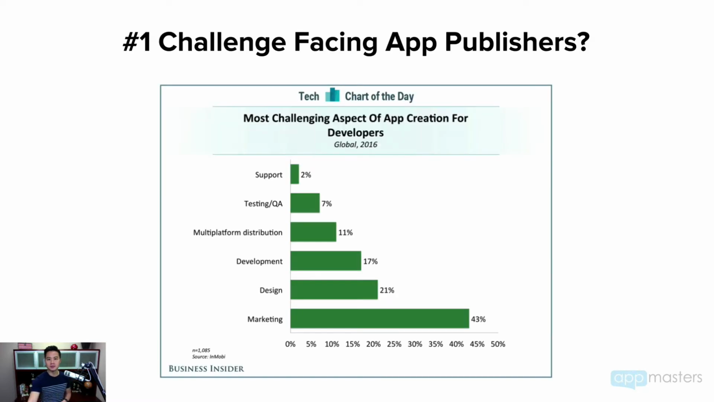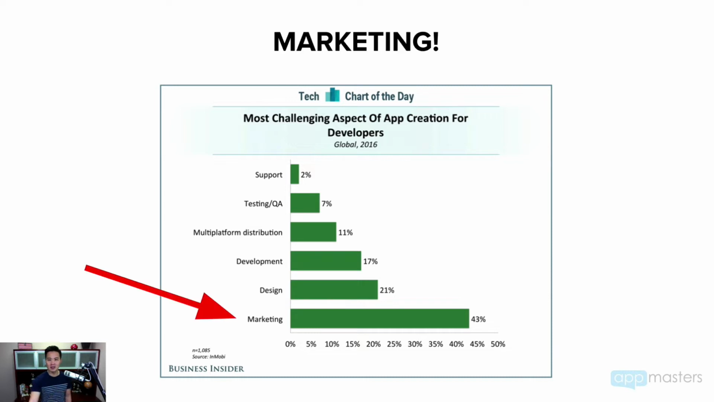And guess what, guys? Here's the number one challenge facing app publishers. What do you think it is? Marketing. 43% of people said it's marketing. It's not development anymore, only 17%. It's not design. And this is the key thing, actually. Let me take a step back. Look at the challenging aspect of this. That's from Business Insider, and InMobi did this actual chart and study.